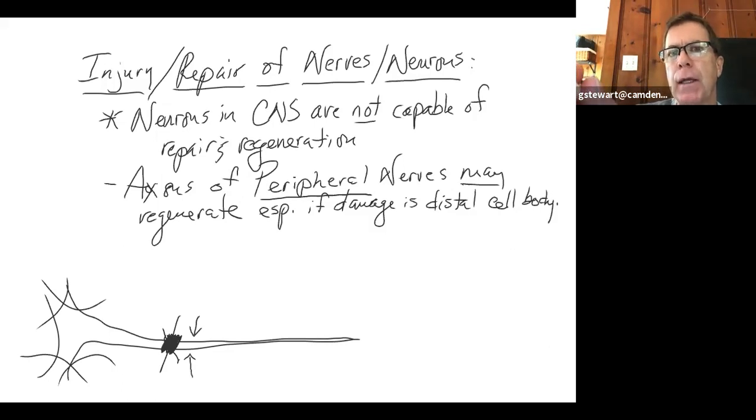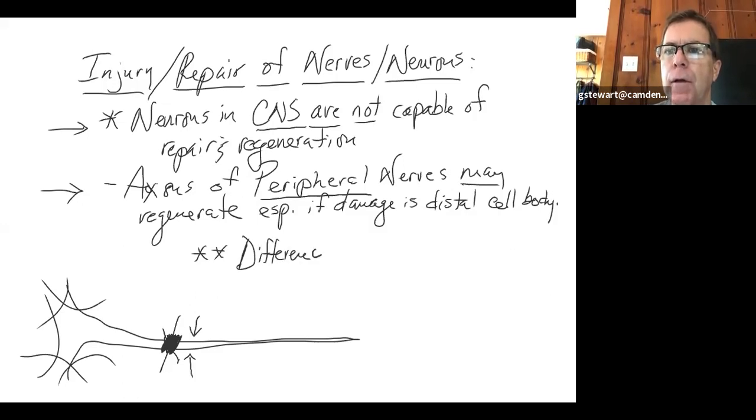Now, the difference between central nervous system neurons and peripheral nerves and neurons is mostly due to the myelin sheath and the cells that make up those particular myelin sheaths. So I'm going to put a double star here. So we know that axons of the central nervous system cannot repair. Axons of the peripheral nervous system may, and usually do, especially if the damage is distal to the cell body. The difference lies in this.